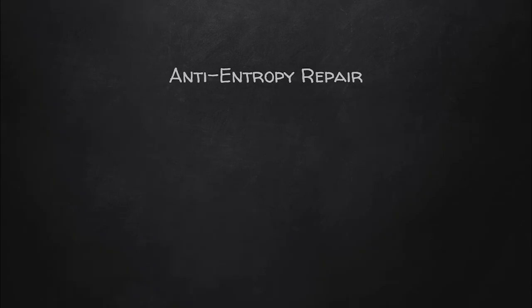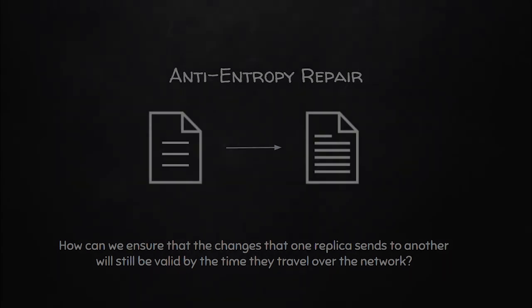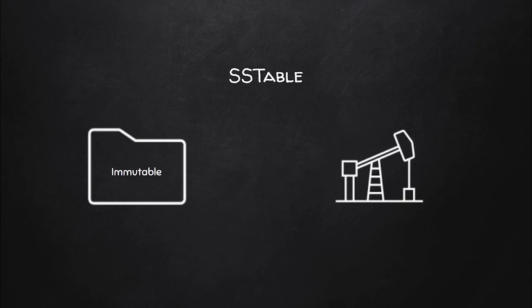However, data is always changing. How can we ensure that the changes that one replica sends to another will still be valid by the time they travel over the network? DataStax uses something called SS tables, which are crucially unalterable states of a file. Because data is constantly being updated, the new data is written into these unalterable states of file and are used for Merkle tree comparison processes, from the hash computation to the Merkle tree comparison to the updating of old files. This is to tackle the problem of ever-changing data.